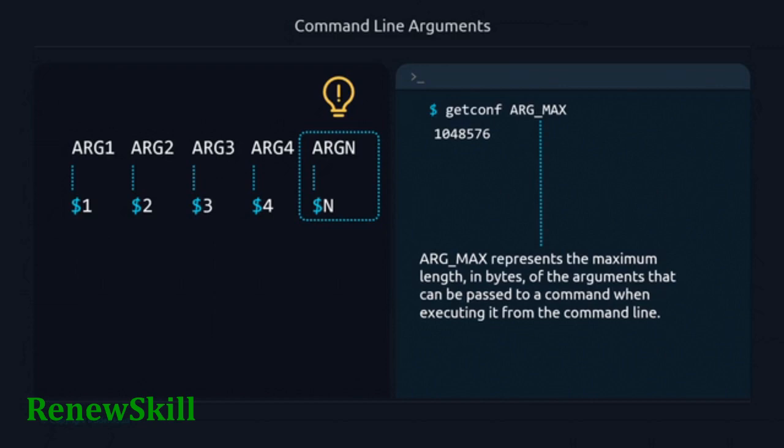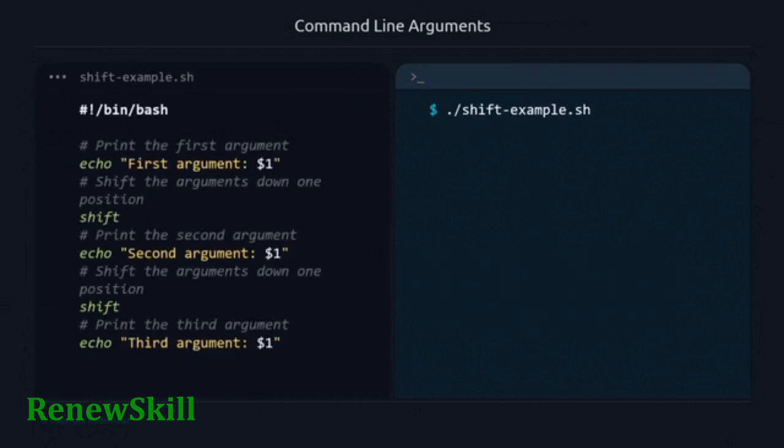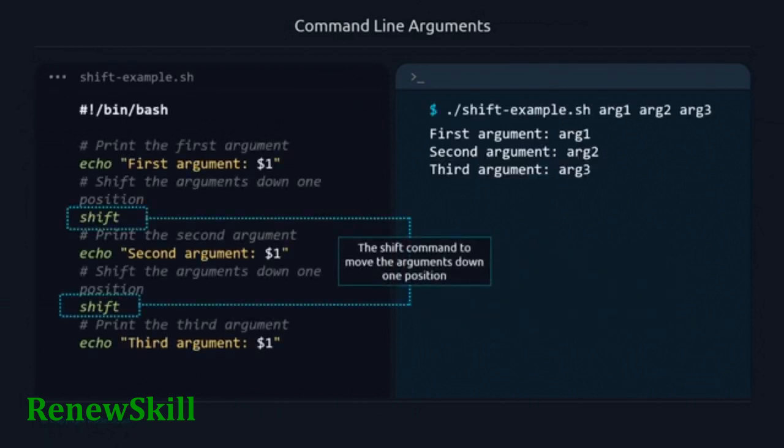Okay, so to close this lecture, let's explore the use of the shift command. The shift command can be used to move the arguments down one position like this. In this example, we are printing 3 times the argument 1, but if we examine the output, the 3 positional parameters are being printed on the screen.